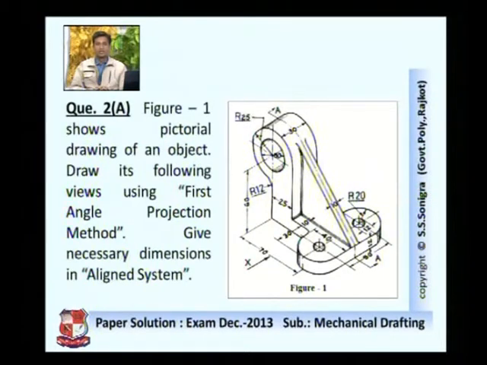Here the object is given like this, and we have to draw 3 views of this object, with the first angle projection method. So we know in first angle projection method, front view is drawn above XY line, top view is drawn below XY line, and right hand side view is drawn to the left side of the front view, and left hand side view is drawn to the right side of the front view.